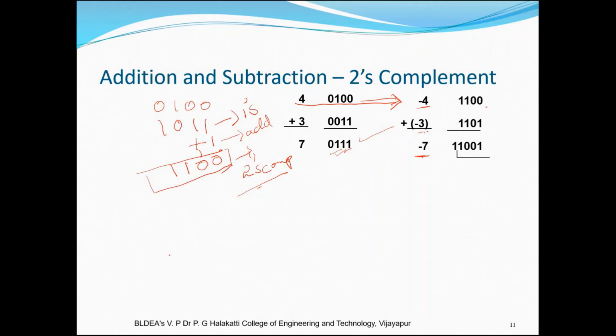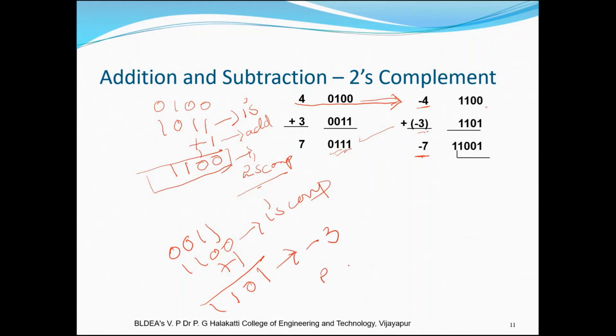Same way +3 which is equal to 0011. Can you tell me what will be its -3? Already I have written here. It is 1100. This is 1's complement of the number. So to this, if I add 1, I will get -3 in 2's complement. So that is 1101.